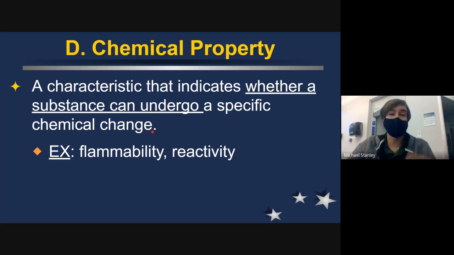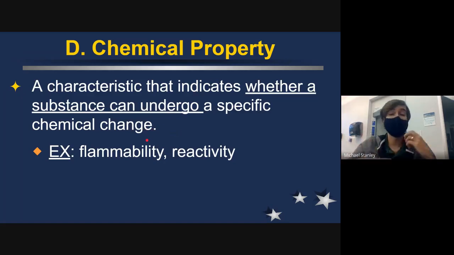So a chemical property essentially is just describing how likely this material is to go through a certain chemical change. Is it very flammable? Is it not very reactive? Is it not very flammable? Is it very reactive? There are a lot of other different chemical properties out there. Those are just a couple of examples.